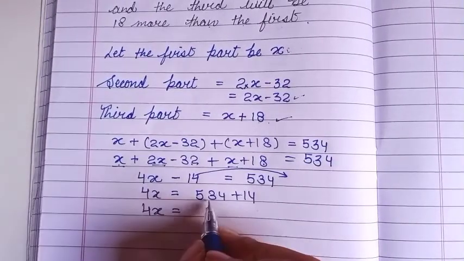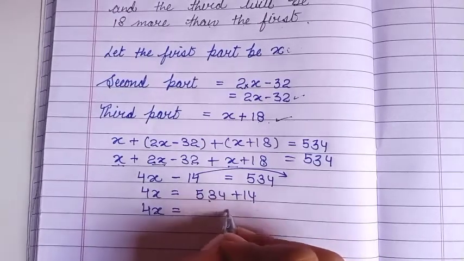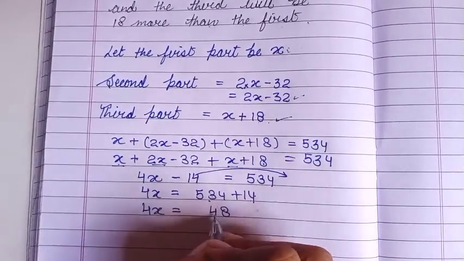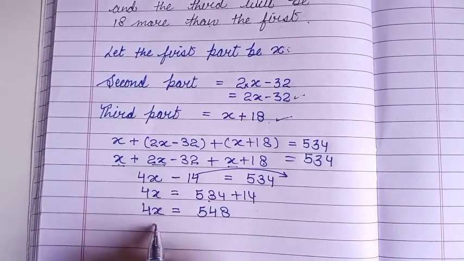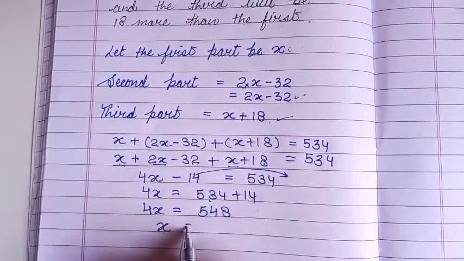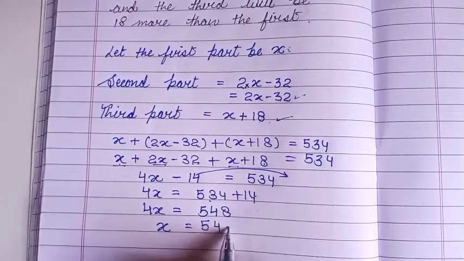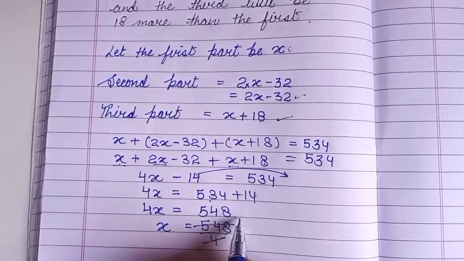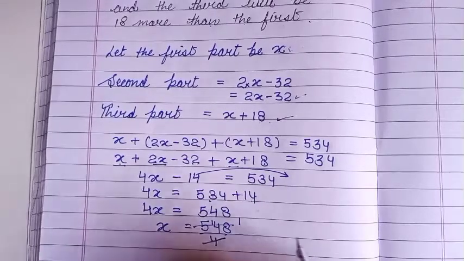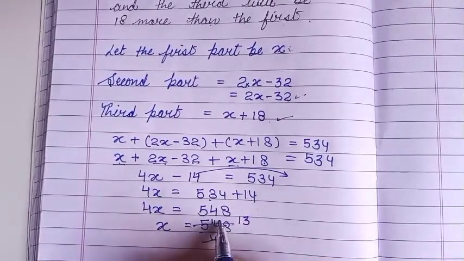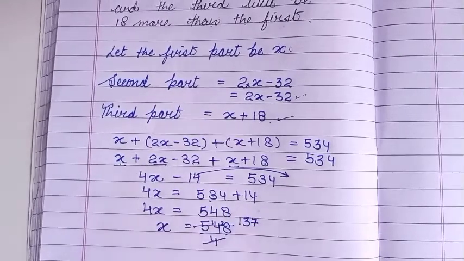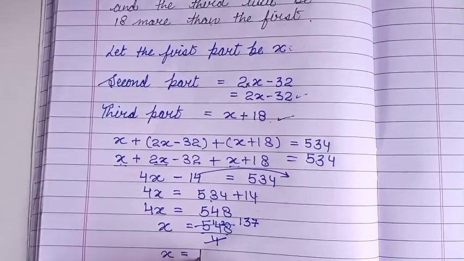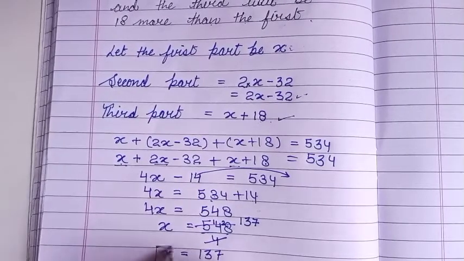4x is equal to 548. Add these two numbers: 4 plus 4, 8; 3 plus 1, 4; 5 as it is. 4x means 4 multiplied by x and you want to find the value of x. So x is equal to 548 divided by 4. Dividing, 4 ones are 4, 1 is remaining, 4 threes are 12, 2 is remaining, 4 sevens are 28. So the value of x is 137.